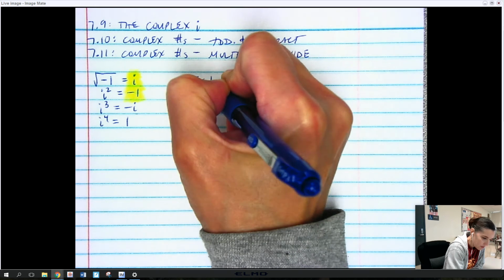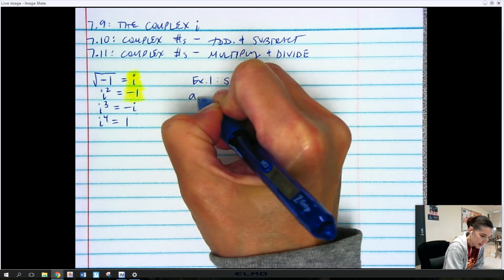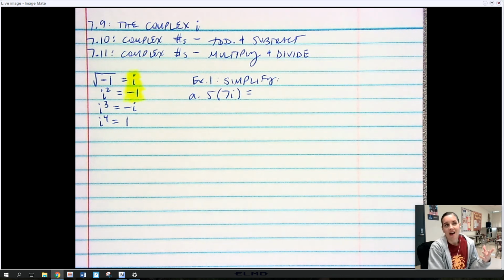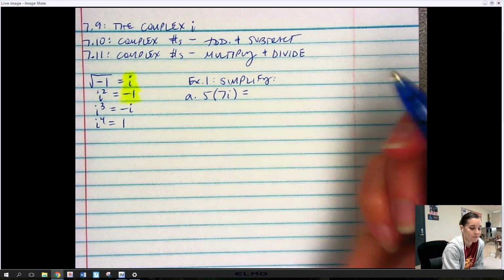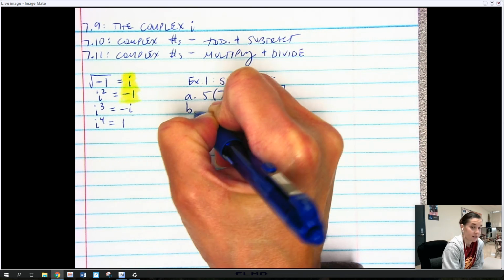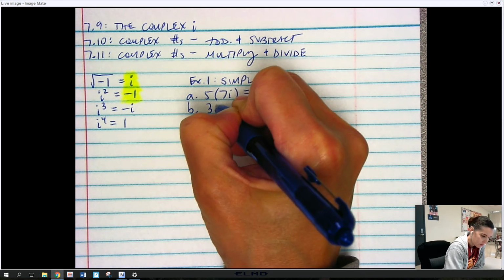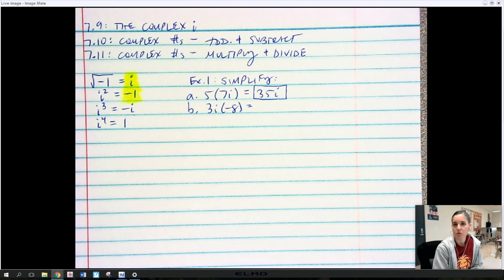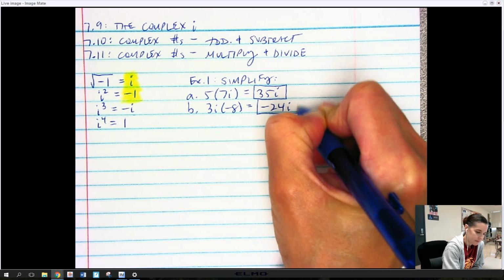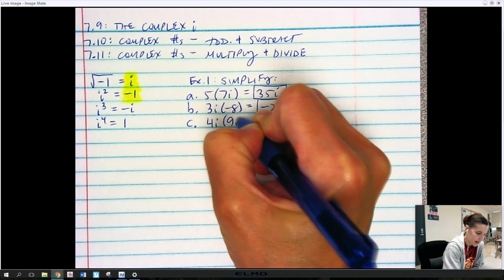So for example 1, let's just simplify. In part A, say we do 5 times 7i. You're just going to, in this case, treat the i like an x. So if I do 5 times 7i, that would be 35i. And i is as simple as you can get it, so I don't need to break that down more. So part B, say I have a 3i times a -8. So same idea. If I multiply those together, I'm going to get a -24i.